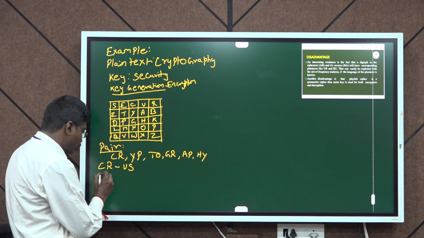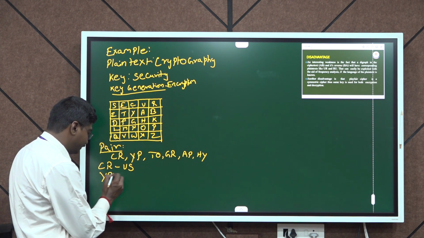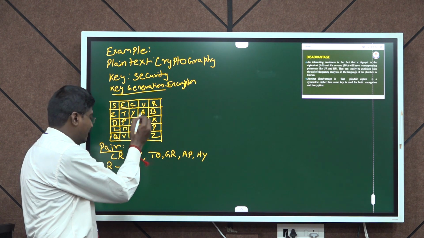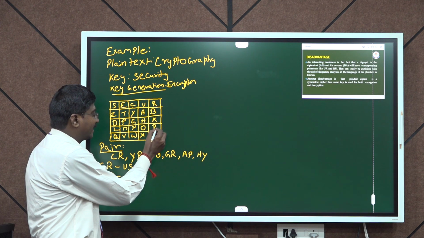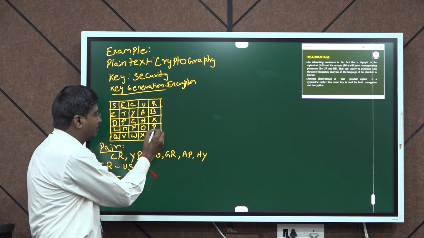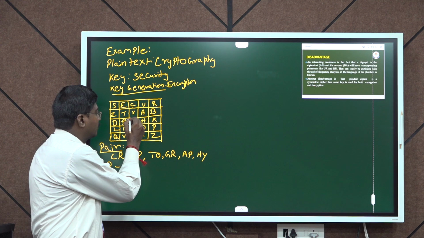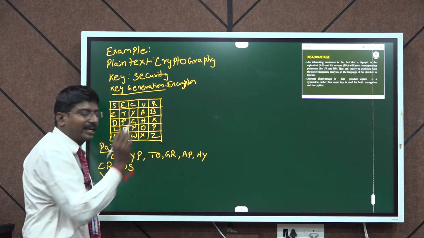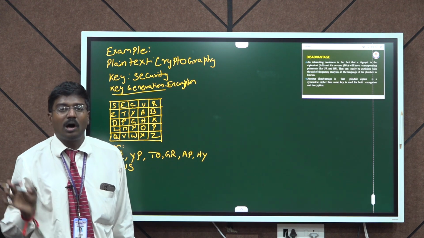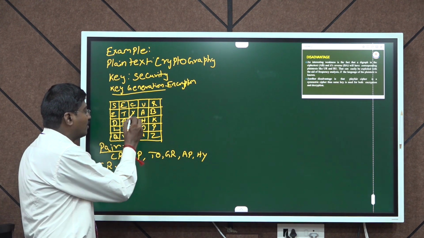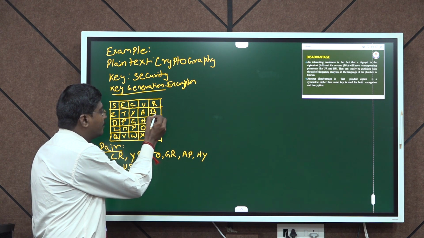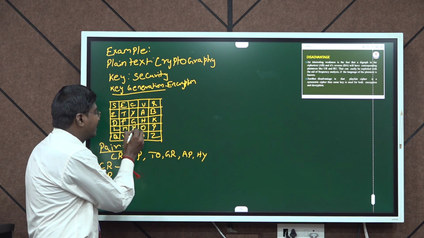Next, take Y and P. You can see where Y is present and where P is present. Here it is neither in the same row nor in the same column, so we have to form a rectangle. Forming the rectangle, we get B and N.